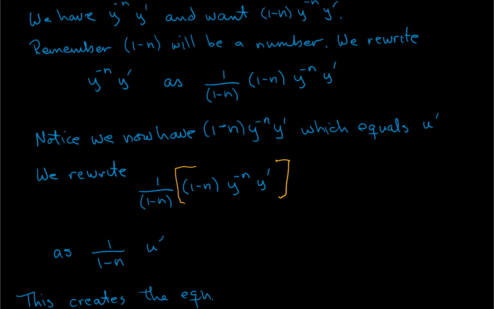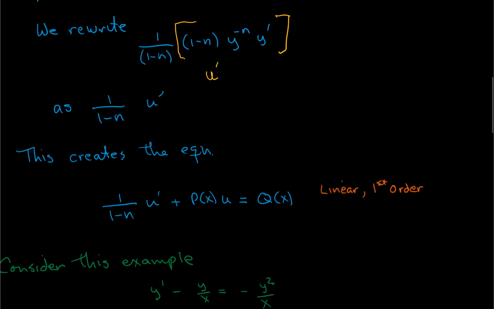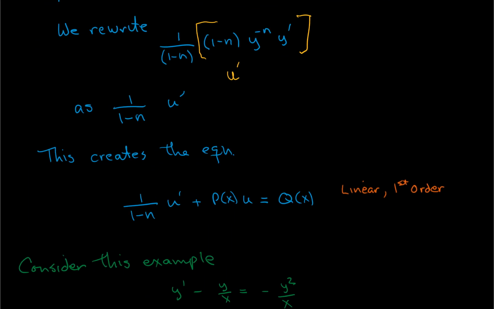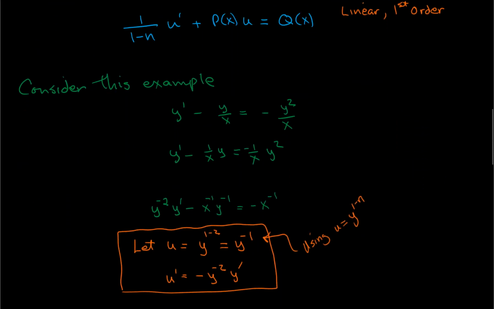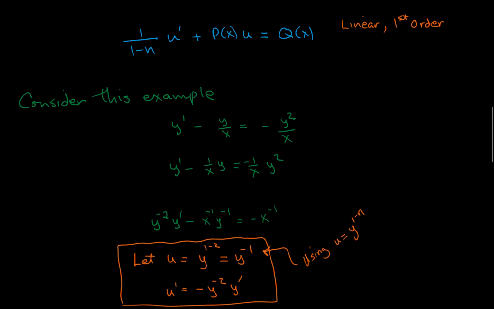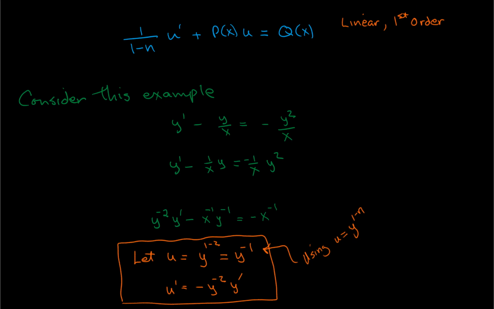This entire part inside the yellow brackets is just u prime, which allows us to rewrite this whole first term as 1 over 1 minus n u prime. When you do this, you come up with an equation like this. You get 1 over 1 minus n u prime plus p of x times u equals q of x. Notice what you now have is a linear first order equation, which is a lot more straightforward to solve.